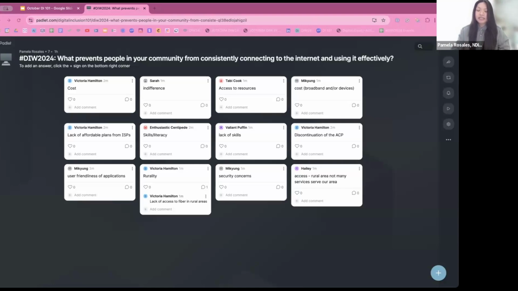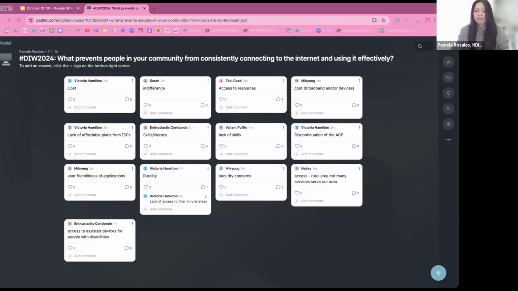Access to resources. Yes, there's a lot of great community programs, but community members might not know they exist, or it is difficult to access them. Lack of affordable plans from internet service providers. Thank you again, Victoria. User friendliness of applications. Thank you for saying that.